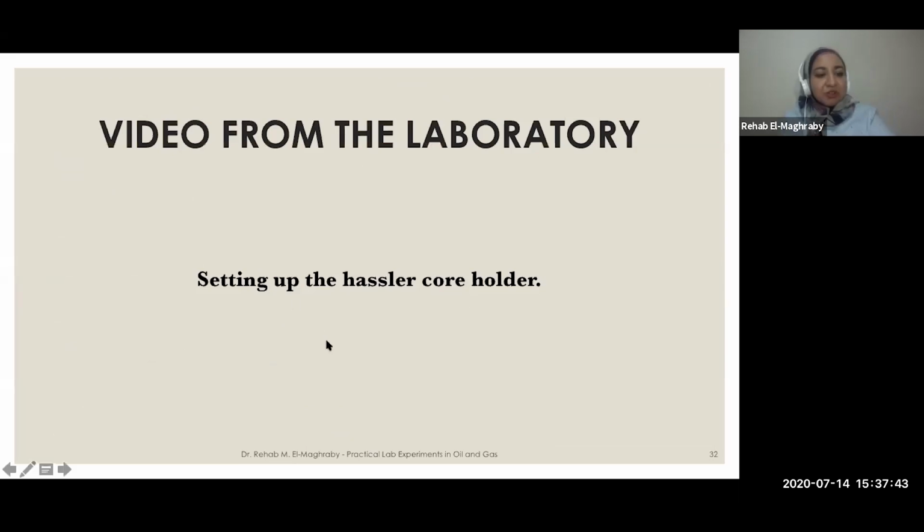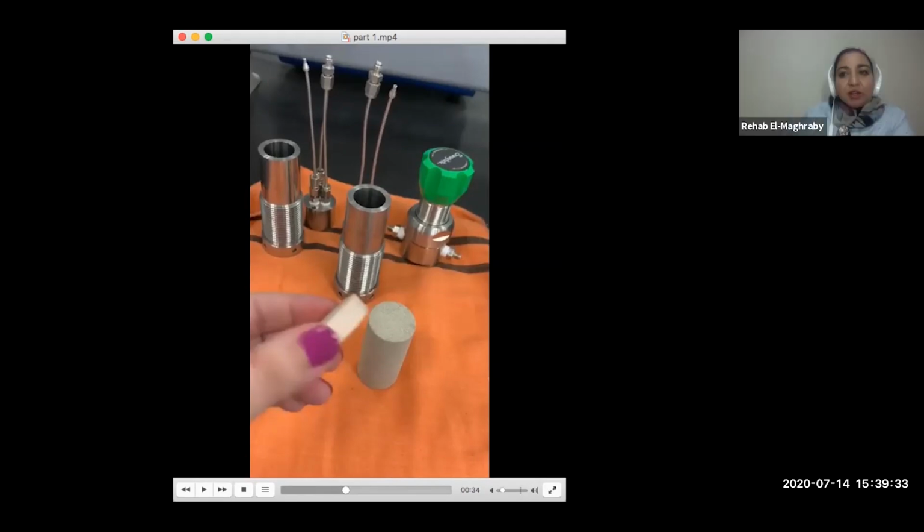So let's start the video. Hopefully I will do this. What you are seeing here in the video are the different components for the Hassler type core holder. As you can see here, this is the core plug. As I told you, it is 1.5 inch in diameter, and the length of this core plug is 3 inches. This is a standard core plug.